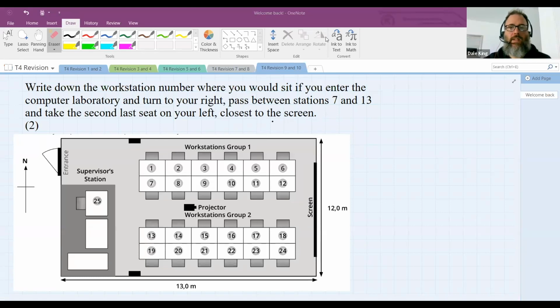Good, good answers coming in. Takes a while to think about it. You've got to orientate yourself and picture yourself walking in there, don't you? Yes, good, good, good.